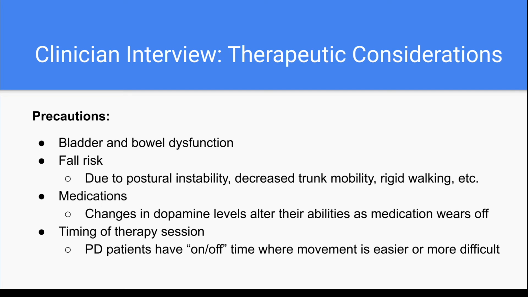Dr. Hahn mentions numerous precautions that should be noted when working with individuals with Parkinson's disease. Some of these precautions include bladder and bowel dysfunction and fall risk. Dr. Hahn states that individuals with Parkinson's disease will likely have fall precautions due to postural instability, decreased trunk mobility, and will appear very rigid when walking. Another precaution includes medication. As medications wear off, the patient may become impulsive due to altered dopamine levels. Patients will also have an on time that is optimal for therapy sessions where movement comes easier. They can also have off sessions where movements are more difficult.